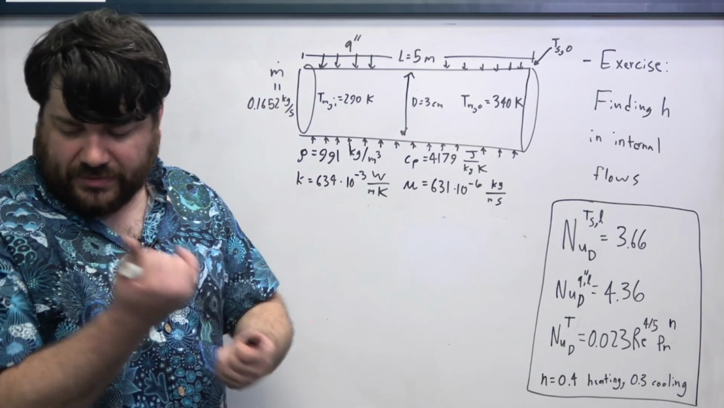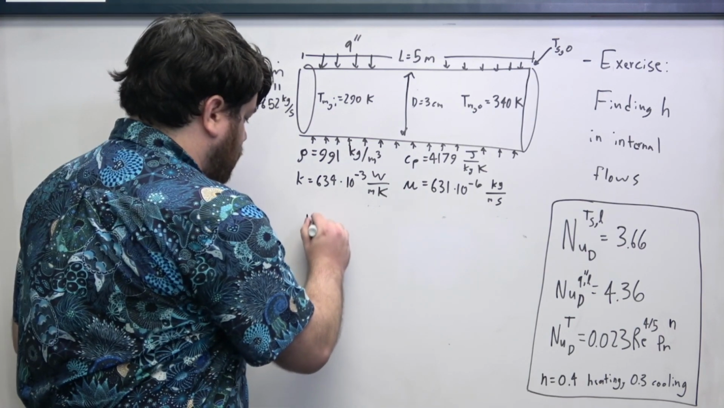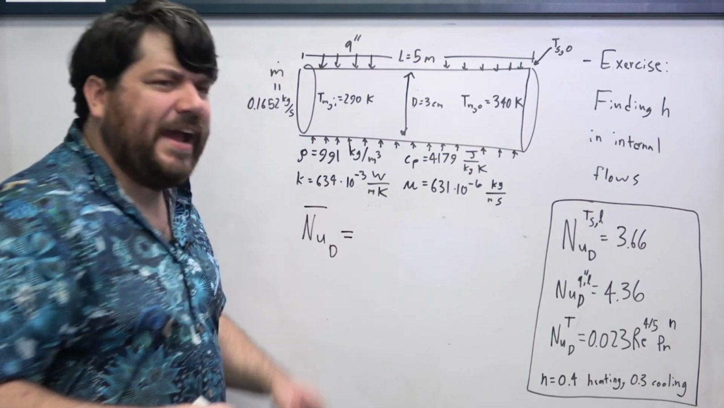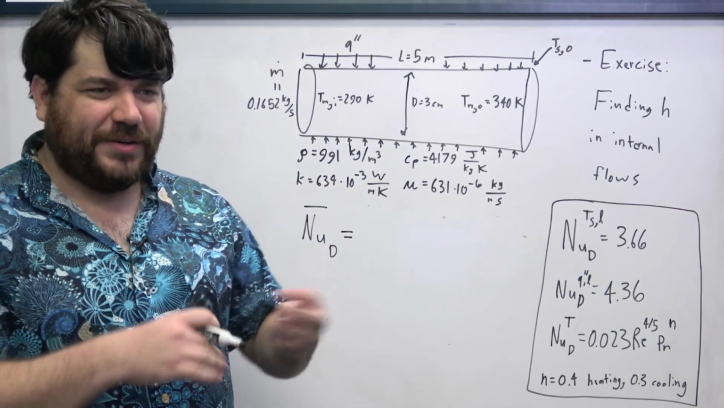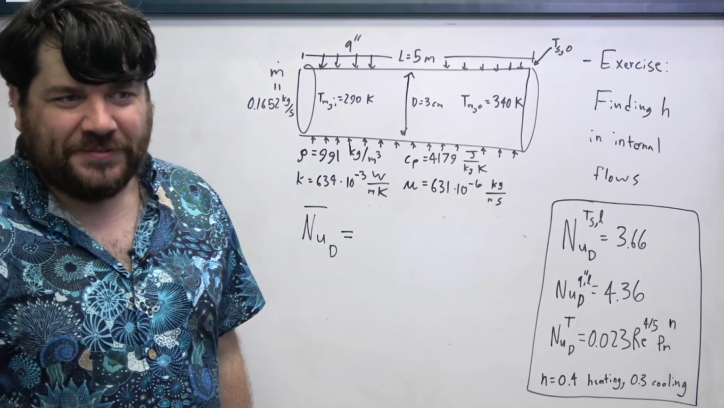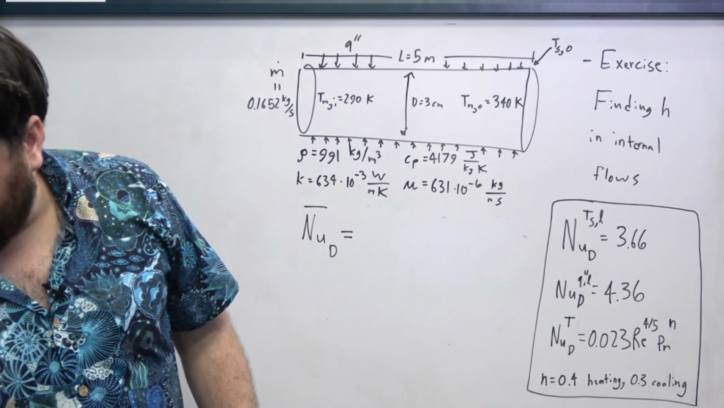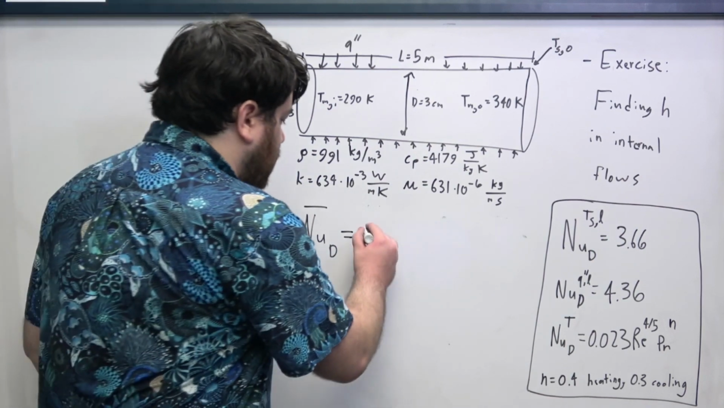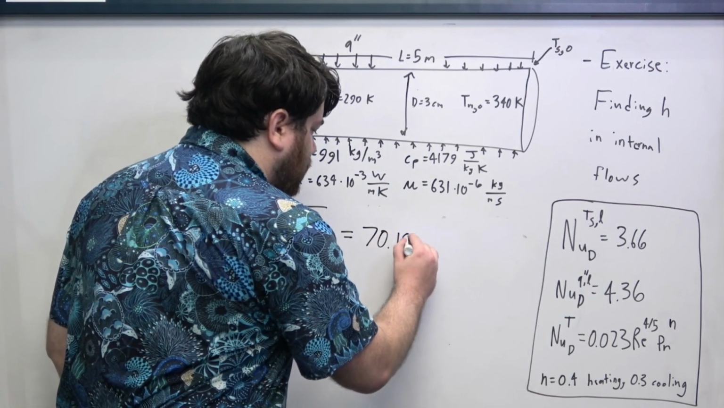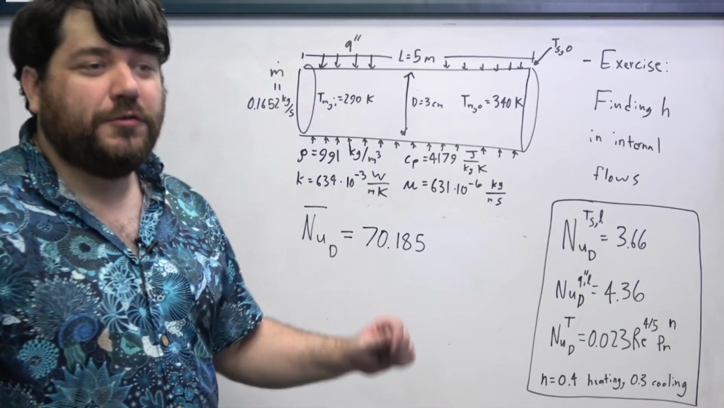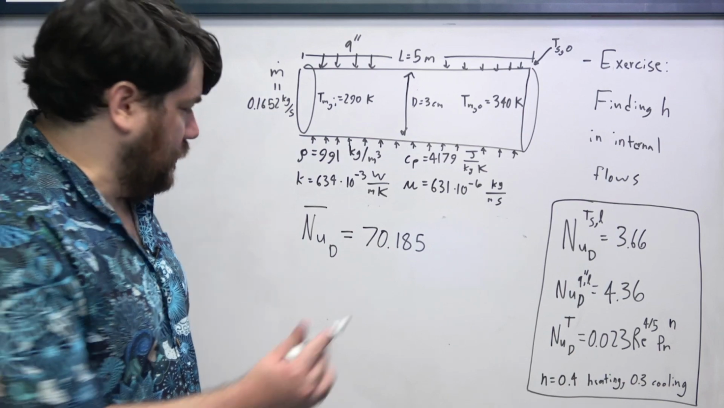is approximately, and I'm putting the average bar on it because this is technically average, but it doesn't matter if it's average or local, right? Because it's the same h everywhere. And so the Nusselt number that we get is about 70.185. So we have the Nusselt number, but how do we calculate the h?